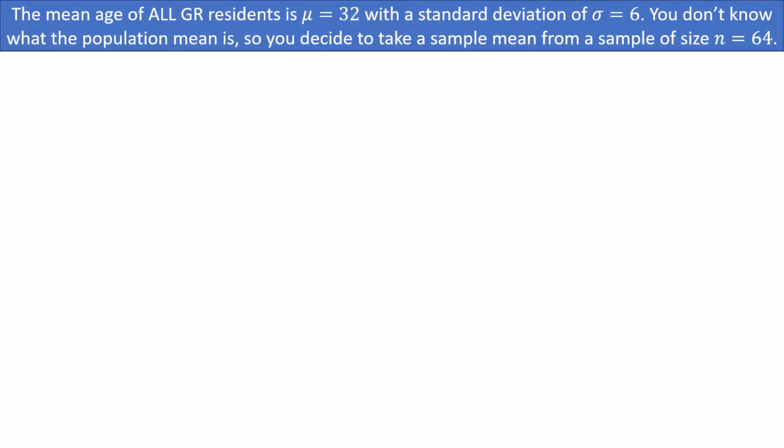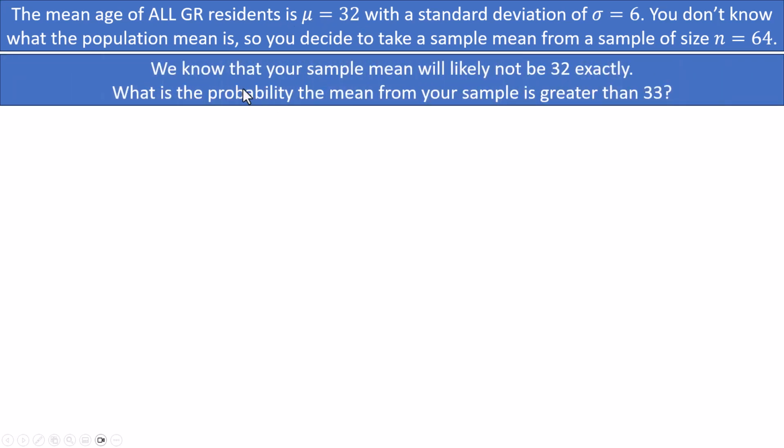All right, so let's go ahead and look at a problem. Here's the same example that we had before, where the mean age of all Grand Rapids residents is 32 with a standard deviation of 6. We don't personally know what the mean is, so we're going to take a sample of size 64, right? So we're assuming it's 32 for the purposes of the problem, but you as the person taking a sample don't really know that number.